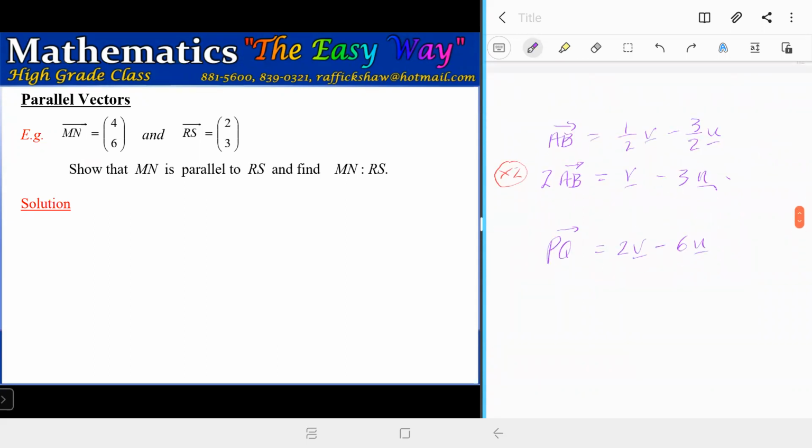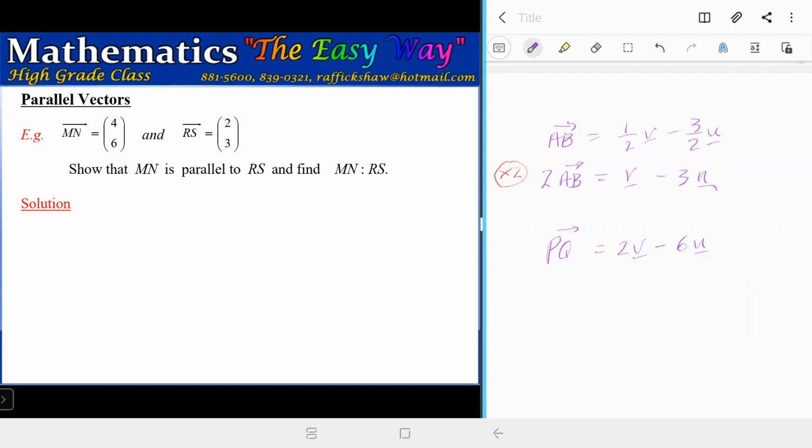So of these two now that I'm comparing, which one is larger, which one is smaller? And we're talking about the vector components now, these sides. Which one is larger? The AB or the PQ? PQ. Which of these two is smaller? This 2AB. 2AB is smaller. Good. So that's the one I need to multiply.